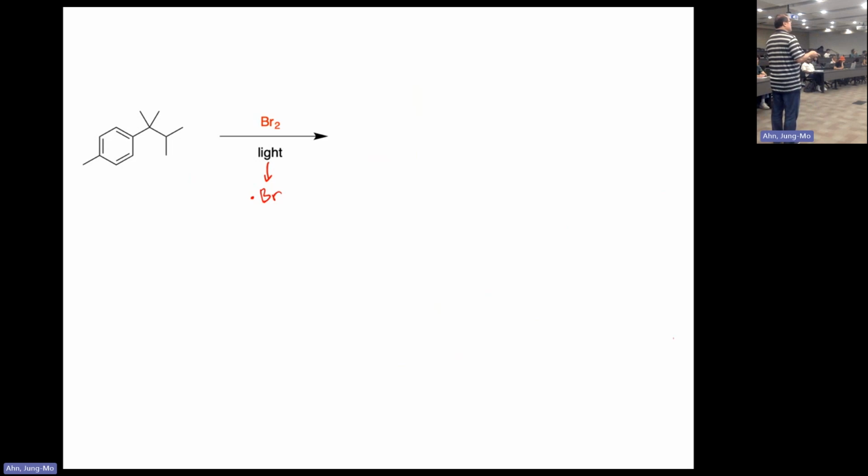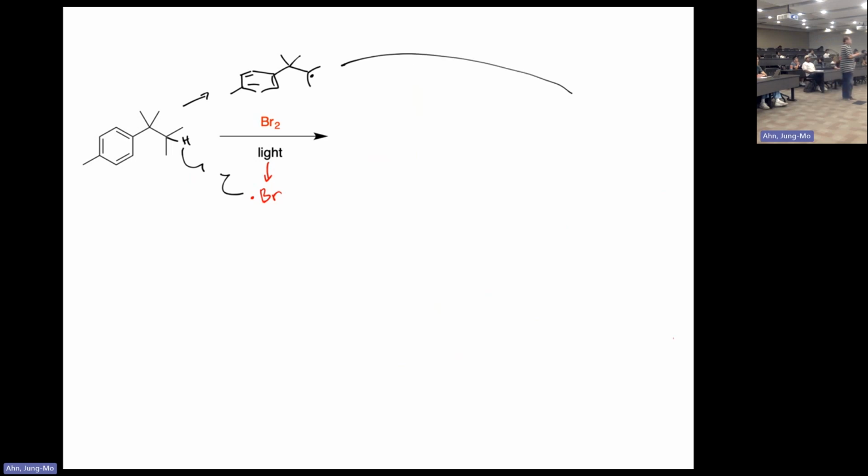But this has so many hydrogens. It has so many hydrogens. So which one do you think you would have to replace? That's the question. Well, the more substituted position would be the best position, right?